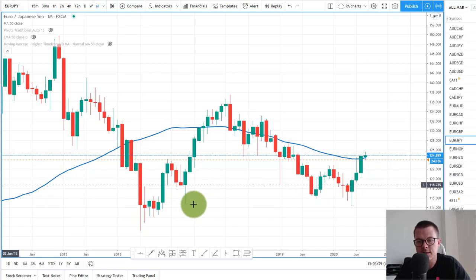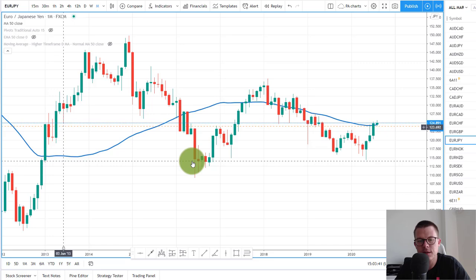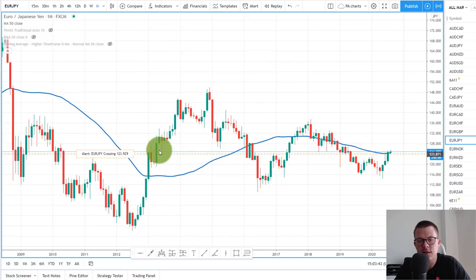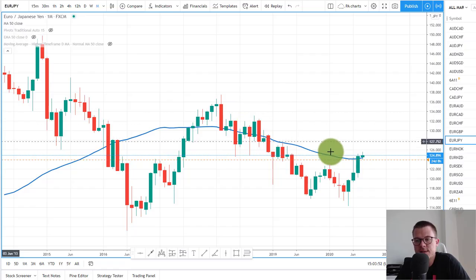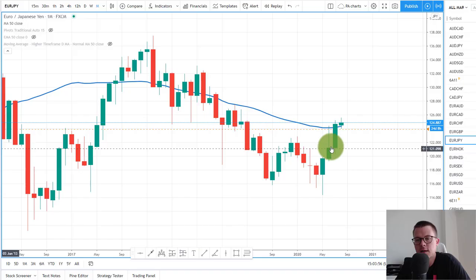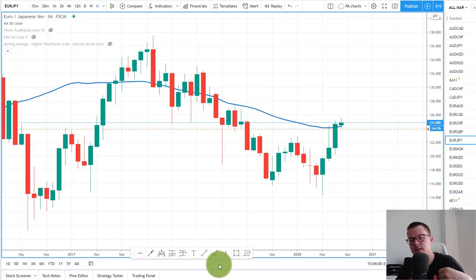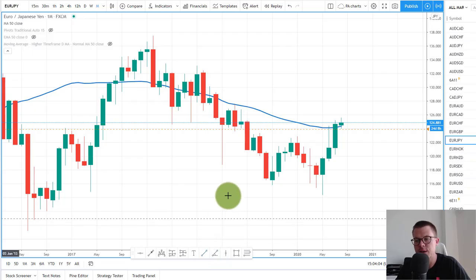Obviously not all the time, like here, it didn't cover the wick, but this is something that you can see here as well. I would just recommend not to be too scared or intimidated by wicks when you see them. Wicks are not such a strong signal, especially not a reversal signal, but overall I think traders put too much emphasis on wicks.